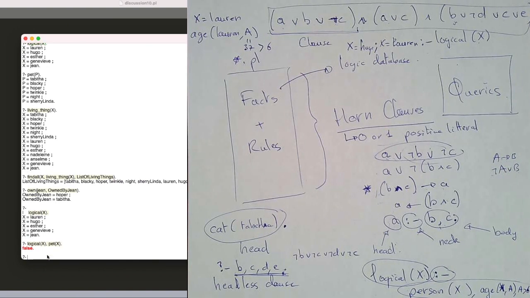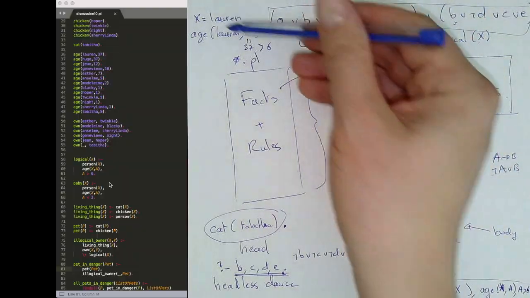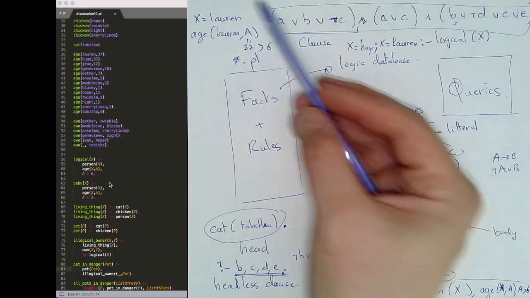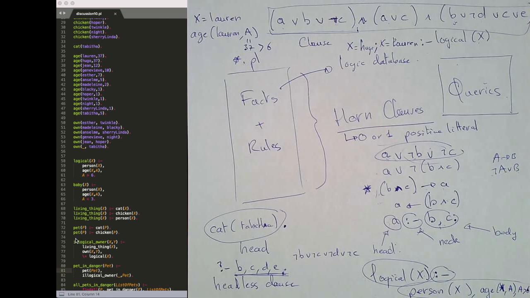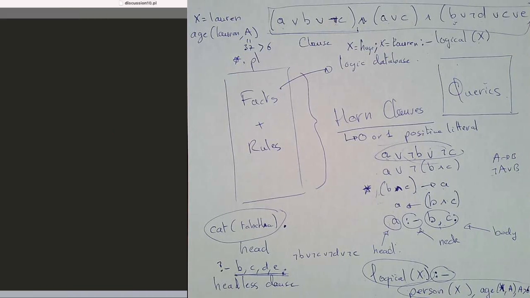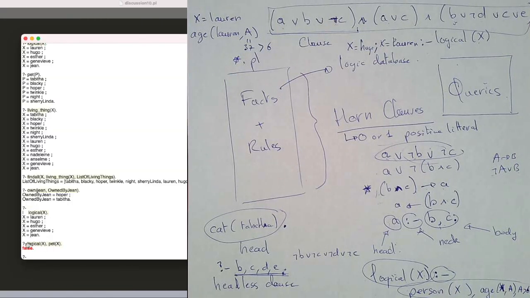So now if I hit enter, it tells me just false, right? And the process it went through is exactly the same. It went through the process of, okay, I'm going to find a logical person. It's going to find Lauren first, and then it's going to try to unify Lauren with the pet. But the problem is that the pets can only be satisfied, so it's going to look for pets, right? Once it went through logical, it keeps going, because it has to satisfy both of these.